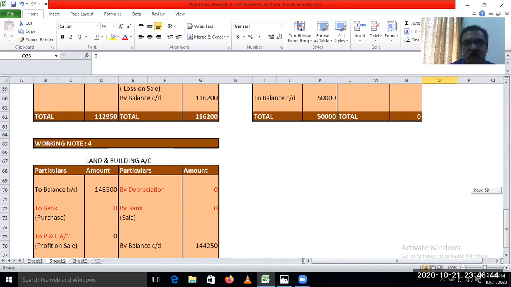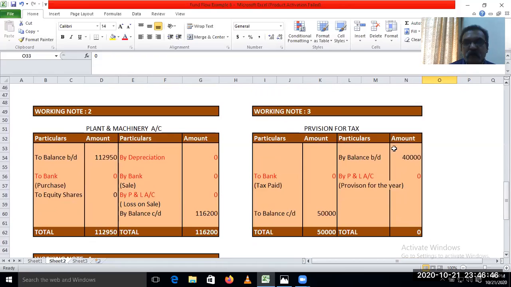Income tax paid. What is the journal entry? That is provision for tax account debit to bank account. So it means that payment of tax will appear on the debit side of provision for tax account. So I will write here 25,000 as to bank, that is tax paid. Other than this, no additional information is available for taxation. So we will close this account.